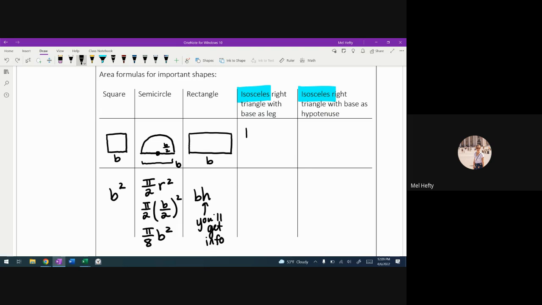Because one year when this was actually on the AP test, one of my brilliant students said, oh, that's just whatever portion of a square. I was like, Jack, you're a genius. All right. So here's my right triangle. The leg is the part that's not the hypotenuse. So an isosceles right triangle with base as the leg looks like that, where this bottom part is b. How much of a square does that look like? Half.